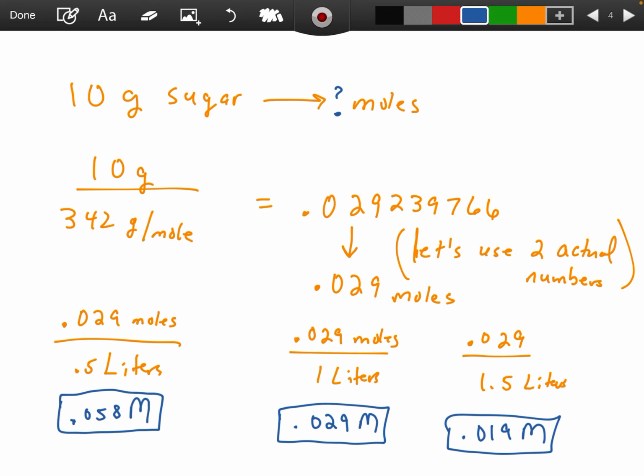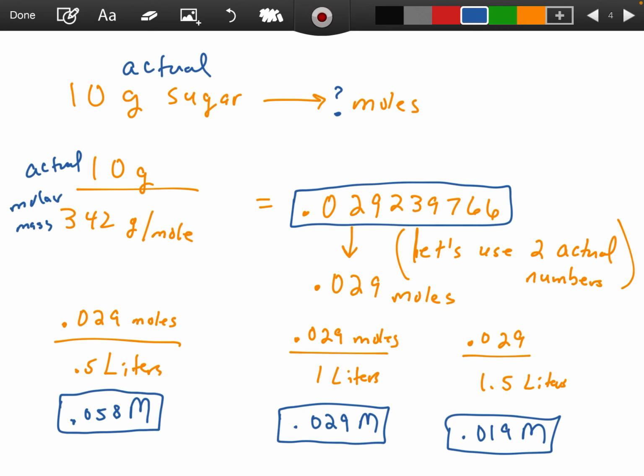10 grams of sugar, which is what we were using approximately to make our little Kool-Aid solutions, is how many moles? Well, if you want to take your actual amount and convert it to the number of moles, you take the actual amount and you divide it by the molar mass. And that's going to give you this number here. That is the number of moles. Now, we don't want to use something like that. That's what you're going to get on your calculator. So let's agree to round it to a decimal that has 2 actual numbers in it, so 0.029.